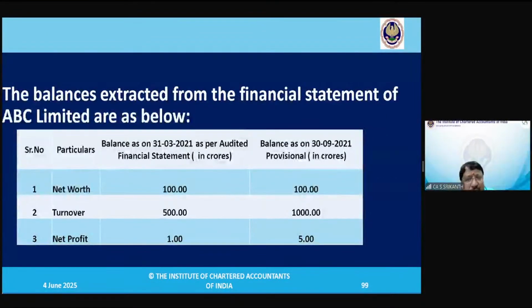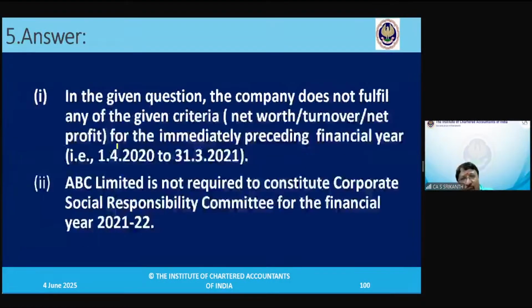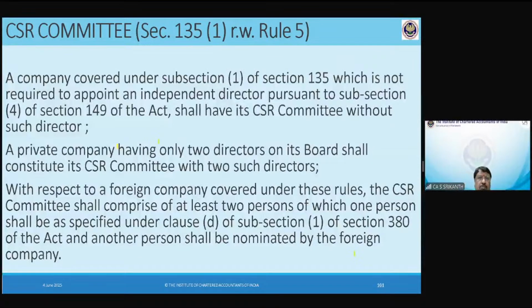So for calculating these limits, you will see only the balance as on the 31st March of the immediately preceding financial year. Now, a company should constitute a CSR committee. A private company normally should have 3 members. A private company having 2 directors, it's enough if those 2 people are there. The foreign company covered under the rules shall comprise at least 2 persons, of which 1 person should be an Indian.